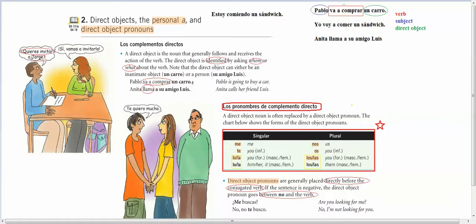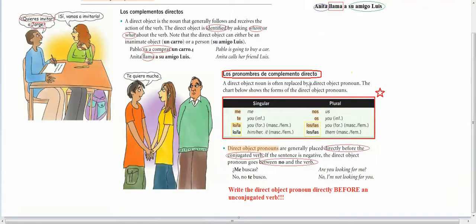Okay, so in the next one, I've got yo voy a comer un sándwich. Going to eat's my verb. Who is going to be eating? I am. And what is it that I am going to be eating? A sandwich. That's my direct object. That's the thing I want to replace so that I can say I'm going to eat it. And lastly, I've got Anita llama a su amigo Luis. Who's doing the calling? Anita. Who's she calling? Her friend Luis, which again is what I'm going to replace so that I can say she's calling him.